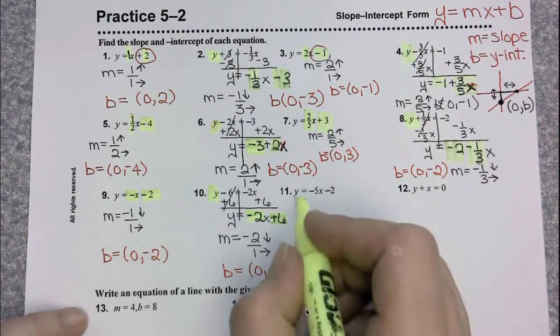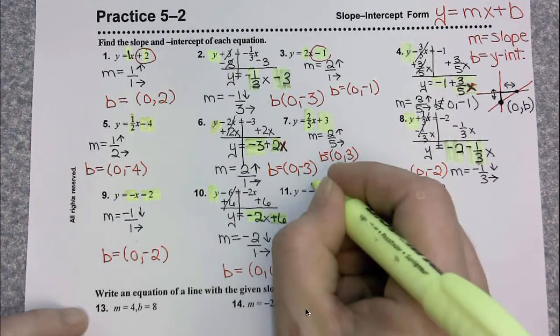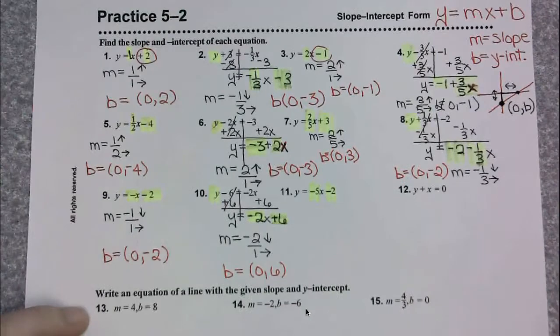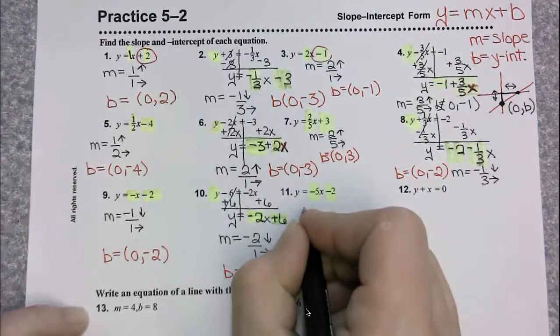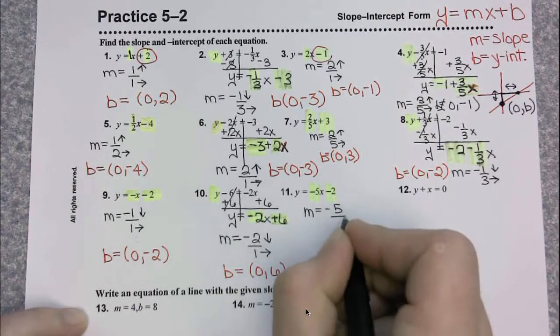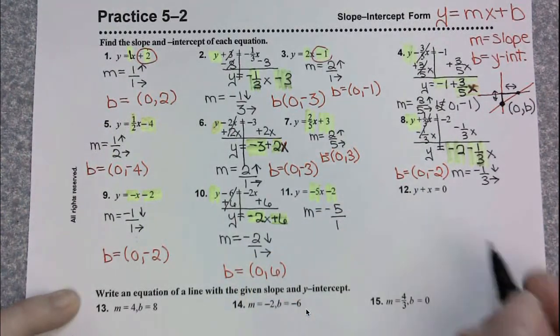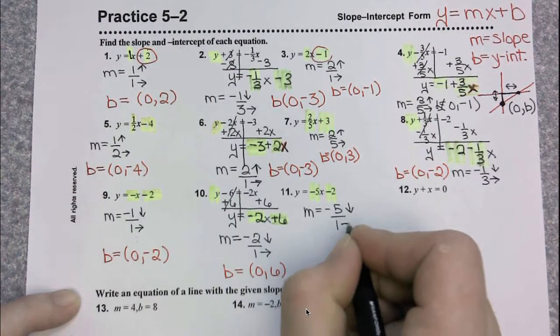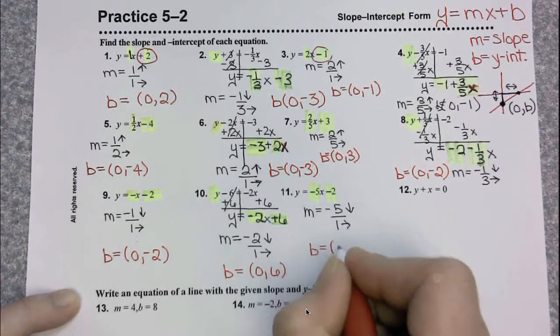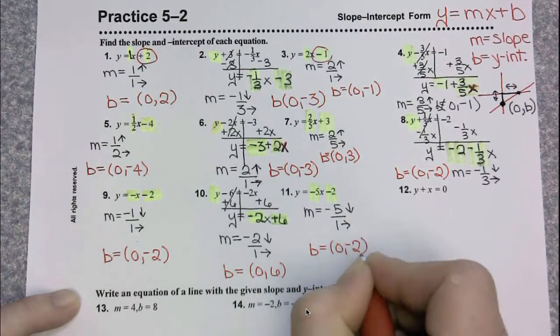y is already by itself, so I need to identify my number attached to the x and my number for the intercept at the end. My slope is -5. Written as a fraction, I can put it over 1. Negative means we're going down. Positive is to the right. And my y-intercept is the point (0, -2).